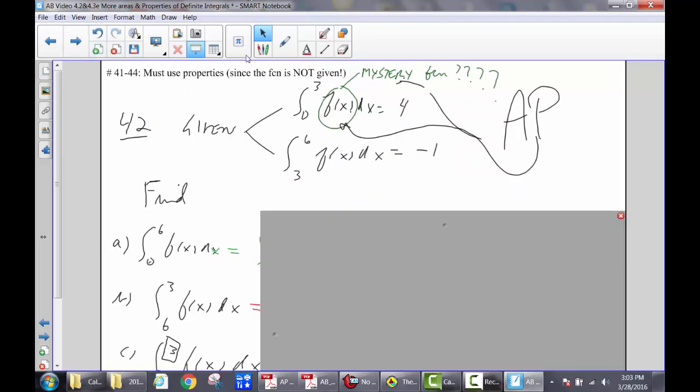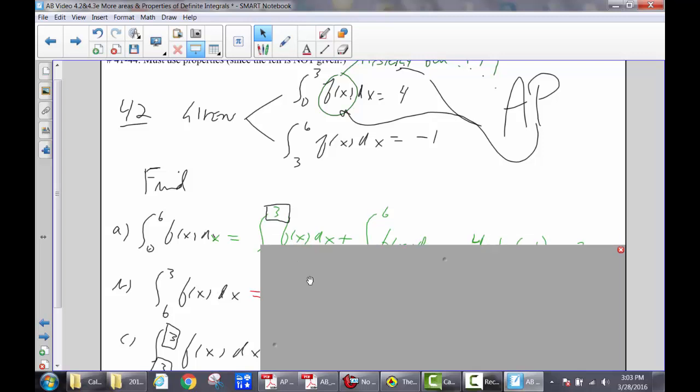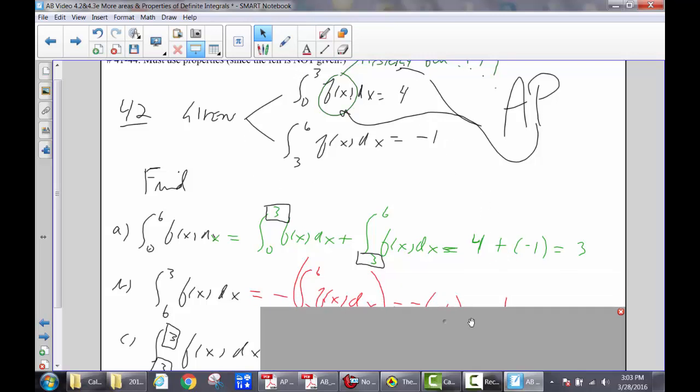Okay, here in 41 through 44, you have to use the properties because it's a mystery function. So they give you the integral from 0 to 3 of f of x dx is 4, and they also give you the integral from 3 to 6 of f of x dx is negative 1. Based only on that, they want to know what's the integral from 0 to 6, 6 to 3, etc. Well, 0 to 6, of course, you'll remember, is 0 to 3 plus 3 to 6. They gave you the integral from 0 to 3, it's 4, and they gave you the integral from 3 to 6, it's negative 1. Add them together, you get 3.